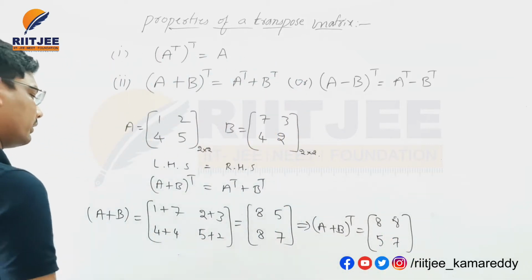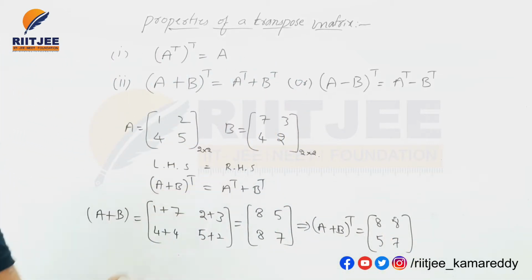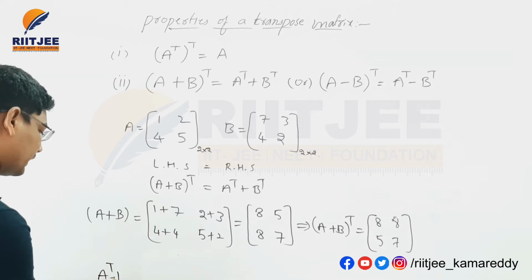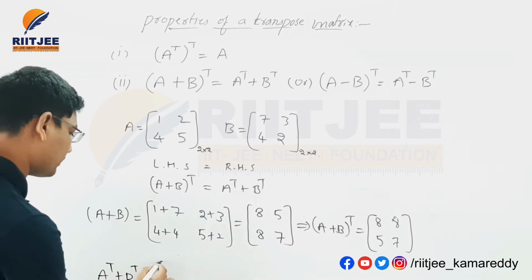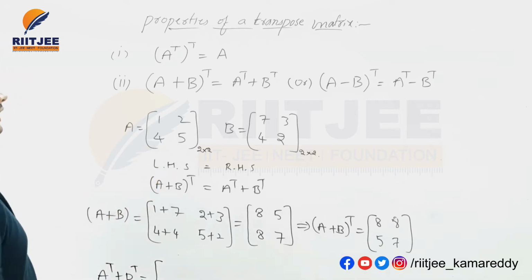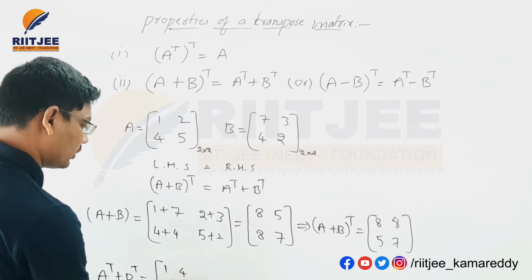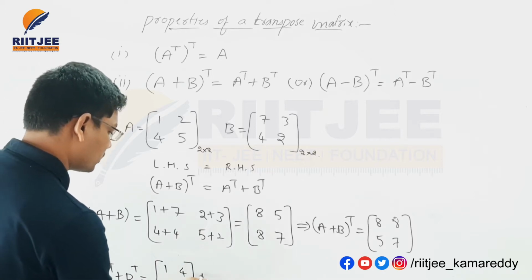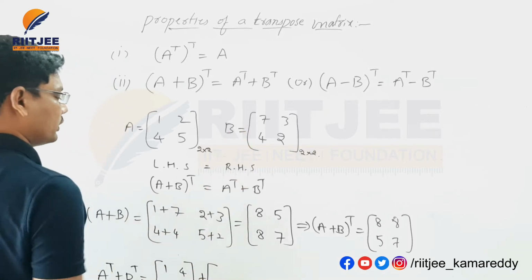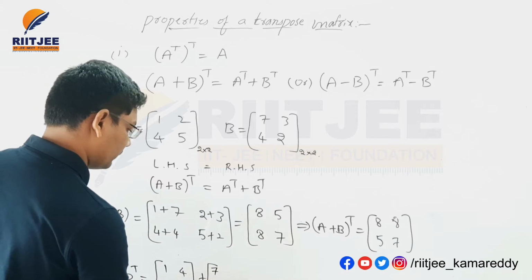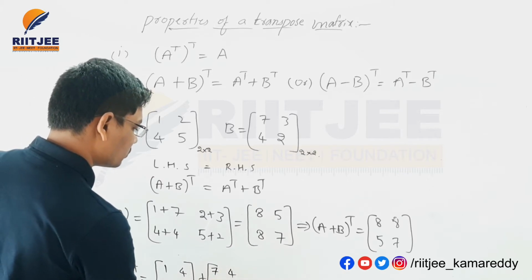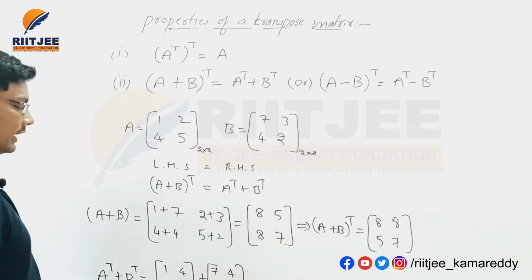Next I am writing one more here, RHS is A transpose plus B transpose. I am directly writing A transpose here, changing rows into columns: 1 2 and 4 5. This is A transpose plus B transpose: 7 3 and 4 2. This is B transpose, directly I am writing.